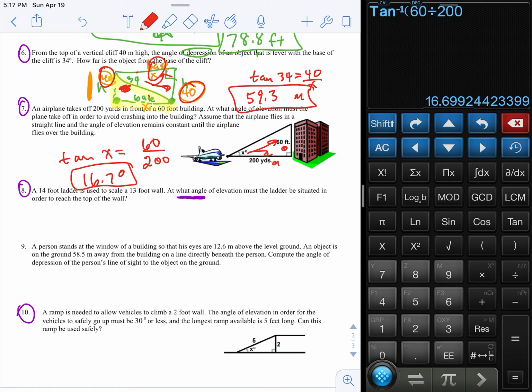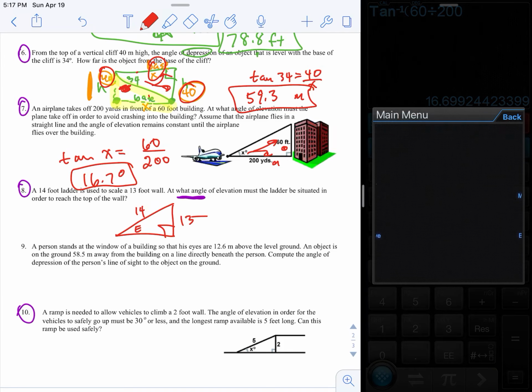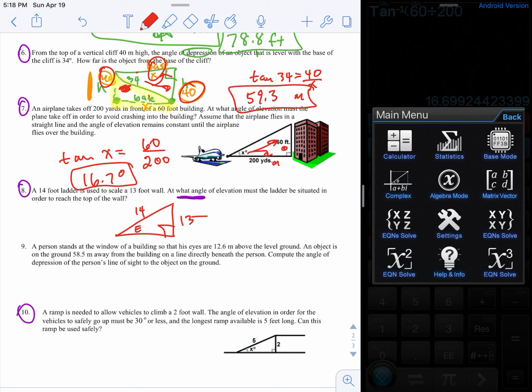A 14-foot ladder is used to scale up a 13-foot wall. What is the angle of elevation? As soon as you see an elevation, you draw a triangle like that. You don't know the angle, so I'm going to call it E for elevation. The wall is 13 feet, but the ladder is 14 feet. Think about it. The hypotenuse has to be the biggest side, so the ladder has to be bigger than the length that you're going up.